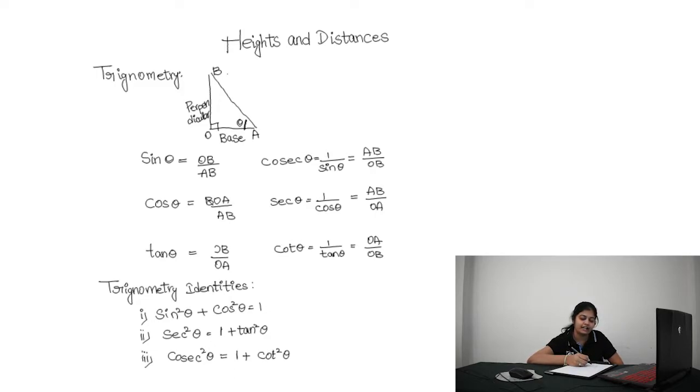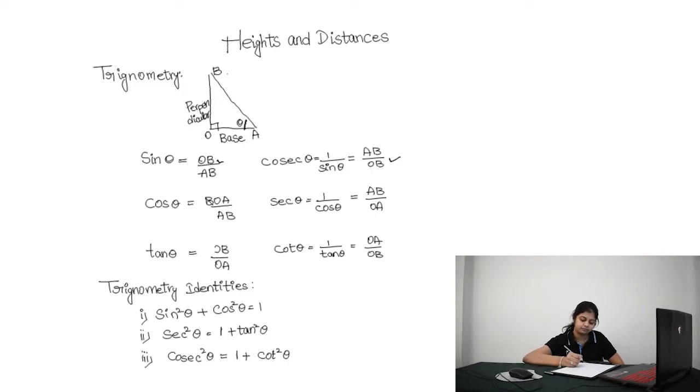So sin theta is equal to perpendicular divided by hypotenuse. Here in this figure it is OB divided by AB. Cos theta is equal to OA divided by AB, which is nothing but base by hypotenuse. Tan theta is equal to perpendicular by base, that is OB by OA. Cosec theta is 1 by sin theta, secant theta is 1 by cos theta, and cot theta is 1 by tan theta.